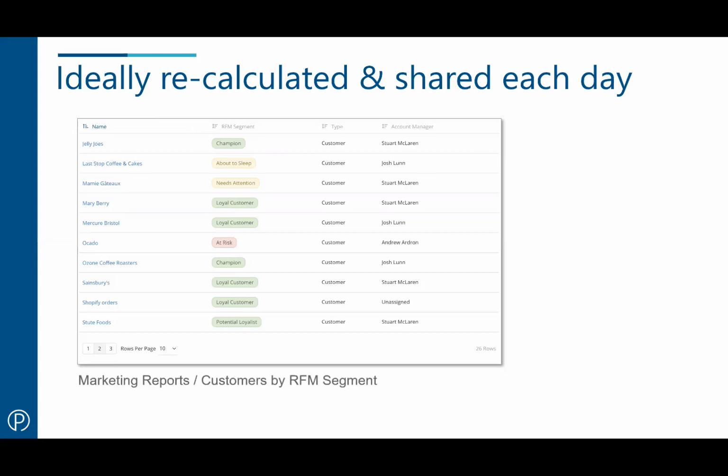And you can access this. Not all of our customers get upgraded at the same time, so we roll out new software in waves to customers over time. But almost all customers now will be on a version that allows them to run these reports. And you can access this report from marketing reports, and in there you'll find a report called Customers by RFM Segment.